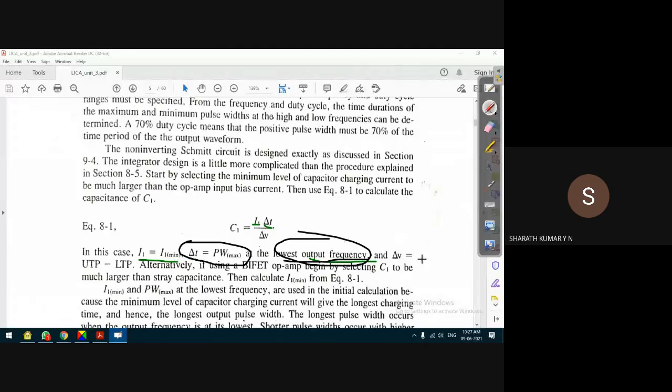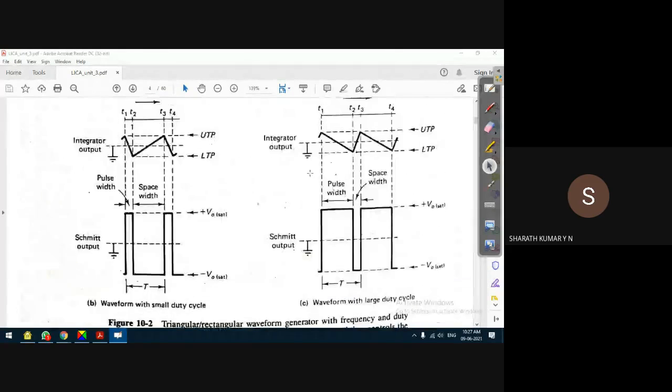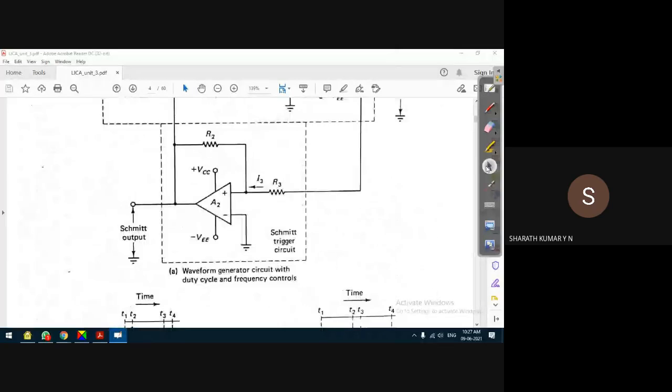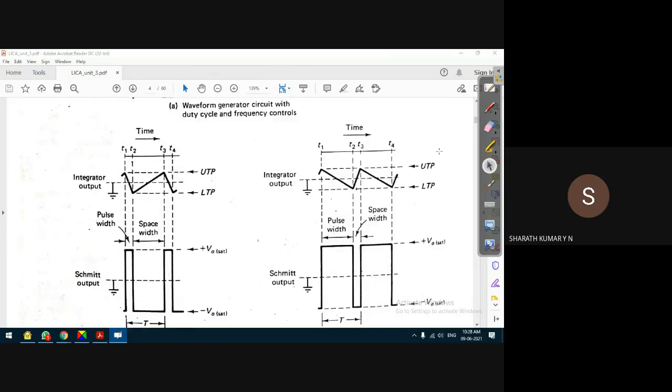Very simple. So what about delta V, guys? The denominator term delta V is UTP minus LTP. This is the difference between the triggering points in the Schmitt trigger circuit, UTP and LTP. This we have not discussed yet. We'll discuss the Schmitt trigger circuit later. So it is the difference between the upper and lower triggering points.